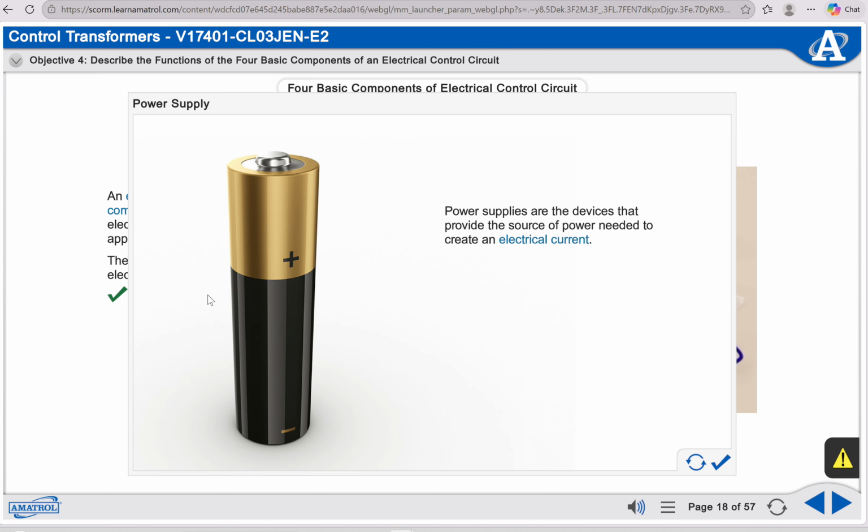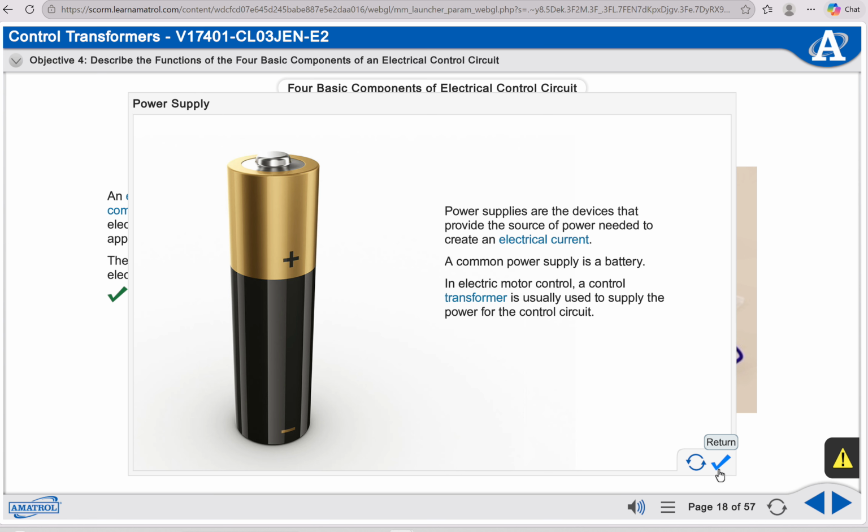Power supplies are the devices that provide the source of power needed to create an electrical current. A common power supply is a battery. In electric motor control, a control transformer is usually used to supply the power for the control circuit.